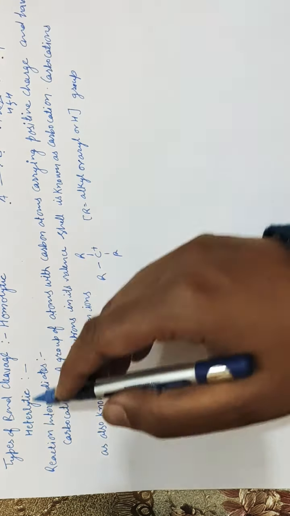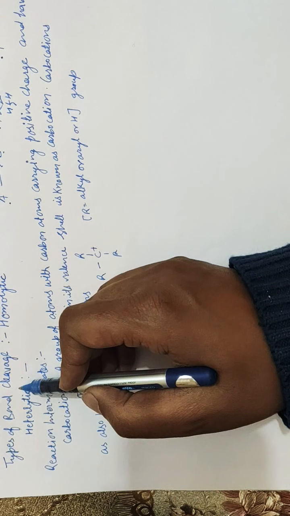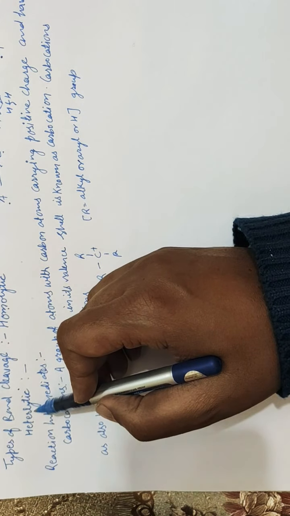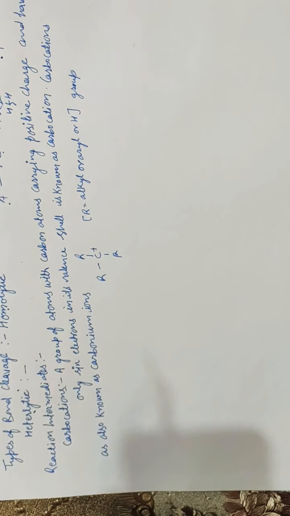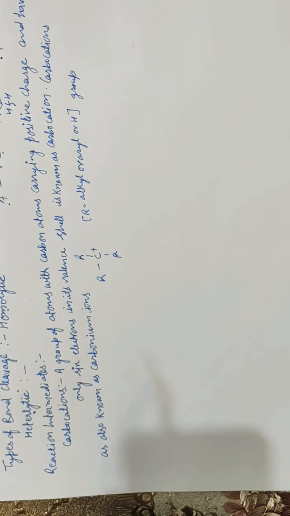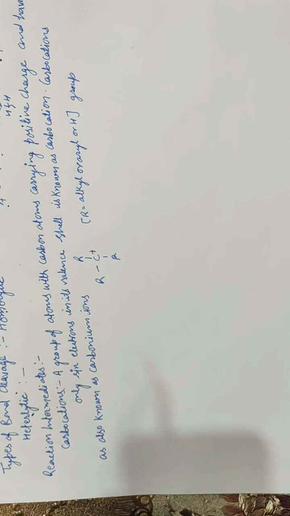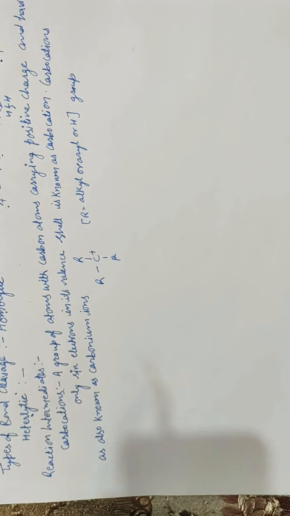So there are types of bond cleavage. There are two types of bond cleavage: homolytic cleavage and heterolytic bond cleavage. Homolytic cleavage or fission means when a covalent bond breaks symmetrically, each of the bonded atoms takes away its electron, and one electron goes to each fragment. Each of the fragments thus formed has an unpaired electron and is known as a free radical.